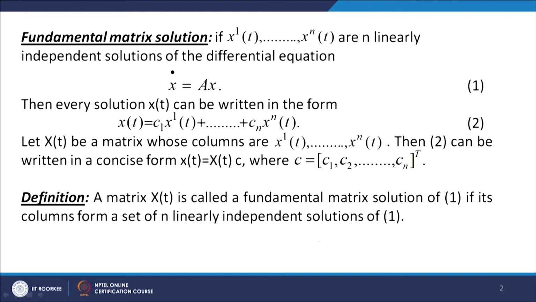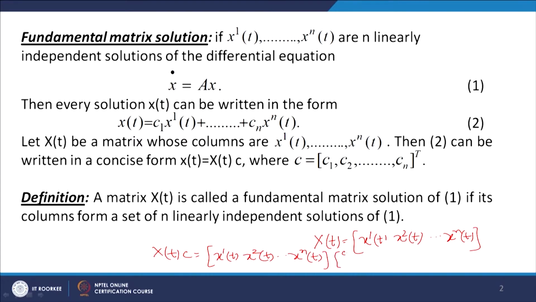You can write it like this: capital X(t) is equal to x1(t), x2(t) and so on xn(t). Now, when you find X(t) into the column vector c, what do we get? X(t) into c equal to x1(t), x2(t), xn(t) multiplied by the column vector c1, c2, cn.